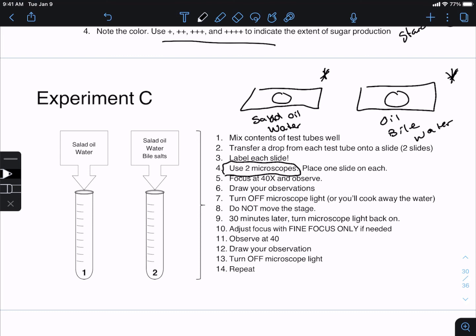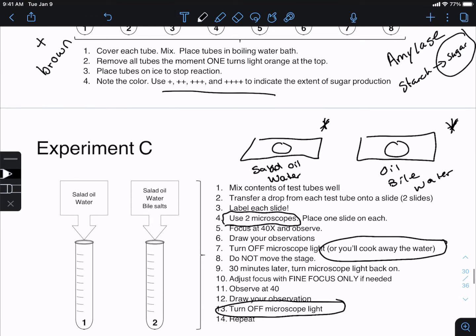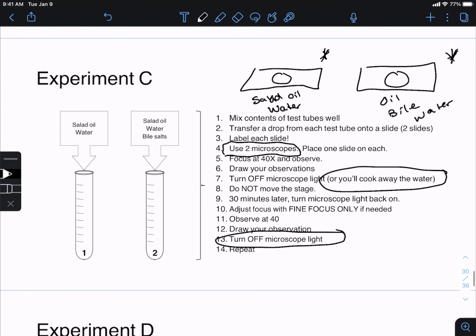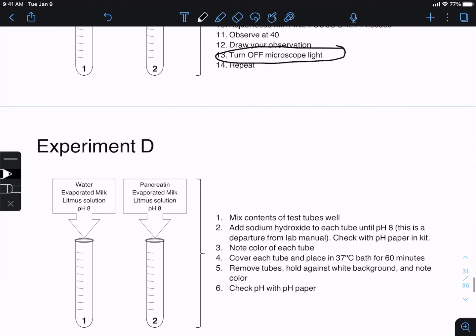Make sure you turn the light off. If you leave this on, it will cook your water away, and your experiment is over and it's done, because you're not going to see anything if there's no water for the oil to float around in. All right. You should see over time changes, a difference between what you see in the microscope with the salad oil and the water versus the bile salts. Remember that bile salts are an emulsifier and they stabilize smaller droplets.